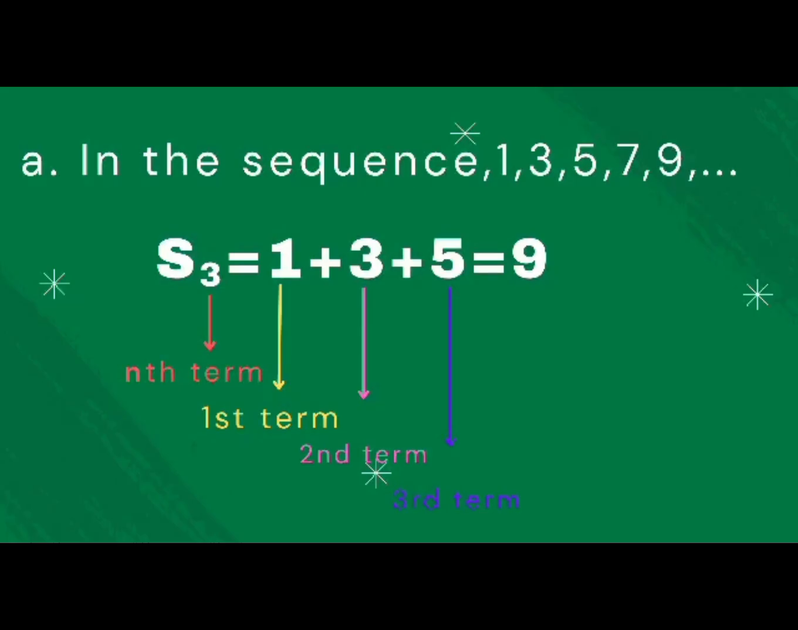In the given sequence 1, 3, 5, 7, 9, we are finding the partial sum of the first three terms, written as S sub 3. This means we add up the first term, second term, and the third term of the sequence, which is S sub 3 is equal to 1 plus 3 plus 5 is equal to 9. It is important that we know what the first term, second term, and third term in a sequence are to avoid mistakes.